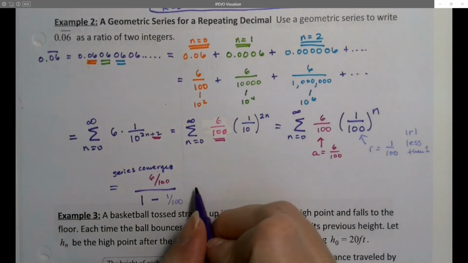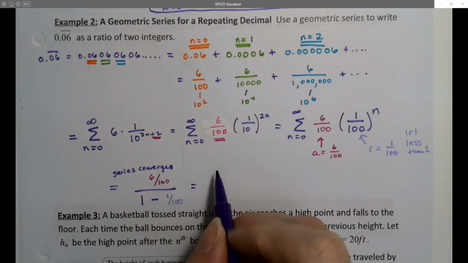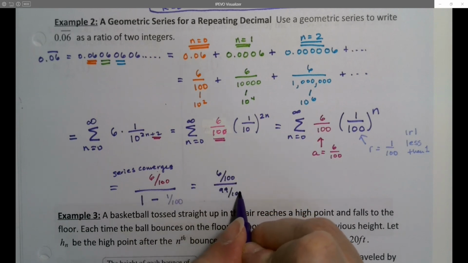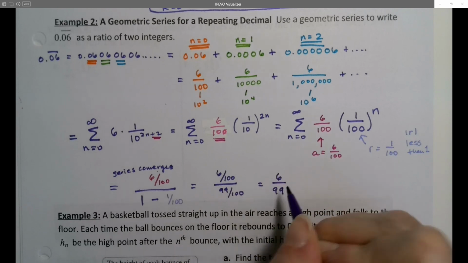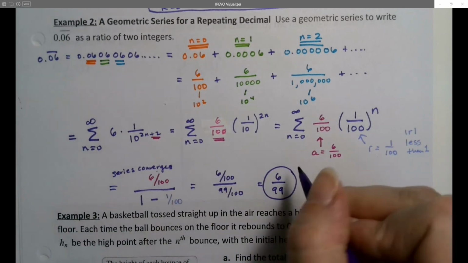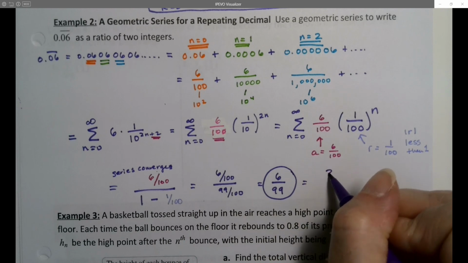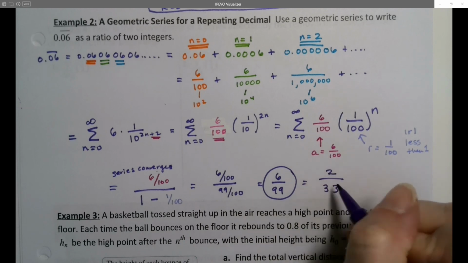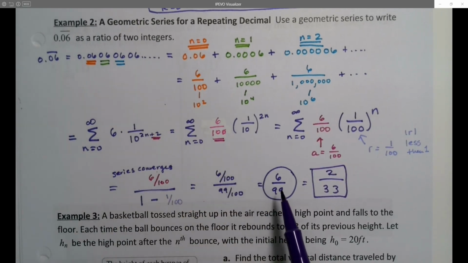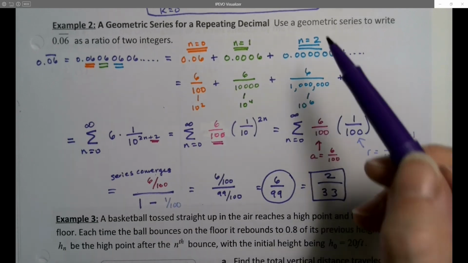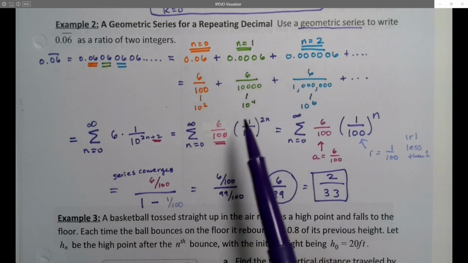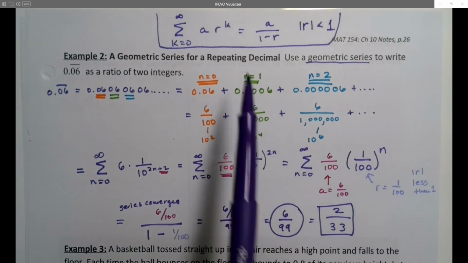All right, well, that would be 6 over 100 divided by 99 over 100, which lo and behold is 6 over 99. Yes, 3 goes into both of those. So if you want to reduce it, 3 goes into 6 twice, 3 goes into 99 33 times. But unnecessary. Right? It said to write it as a ratio of 2 integers, and I did so right here using the geometric series part. Right? It said to use a geometric series to do this, and that's what I did. So the hard work here is laying this out and figuring out the geometric series that will match the pattern that's in that formula.